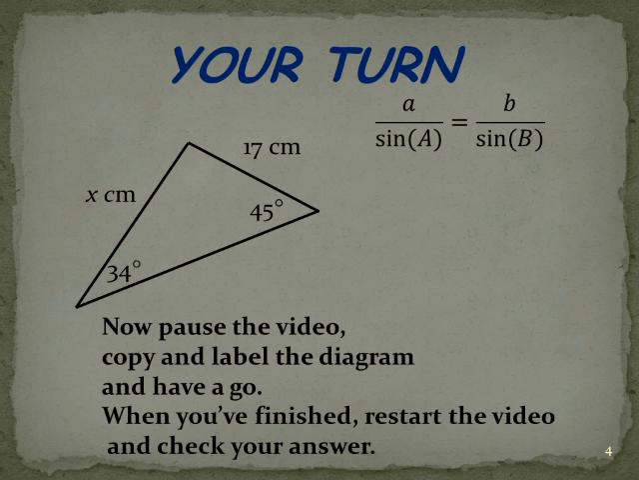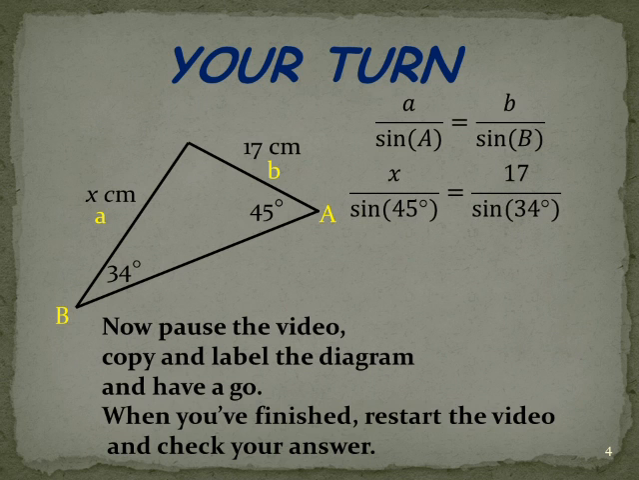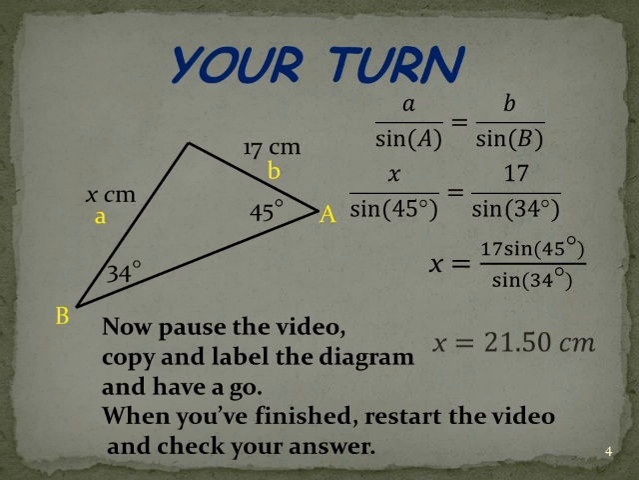So, welcome back. Here we have A over sine A is equal to B over sine B. Put our letters onto the diagram so we can use the formula. Substitute in, so we get x over sine 45 is equal to 17 over sine 34. X is equal to 17 sine 45 divided by sine 34. Use the calculator. X is equal to 21.5 centimetres.